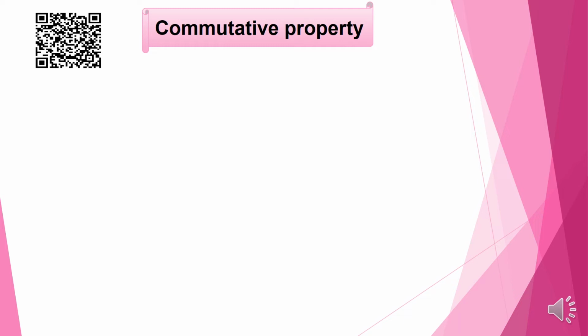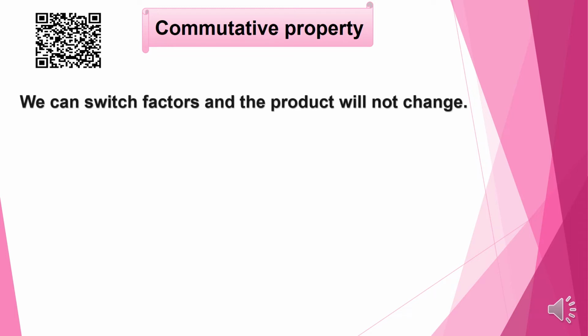Here in multiplication, I have commutative property also. We can switch factors and the product will not change. We said the numbers we repeated together, we multiplied together, their name is factors. Okay? And the result is called product. So we can switch factors and the product will not change.